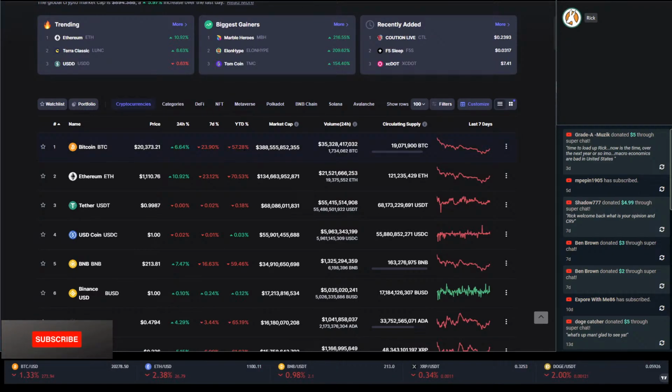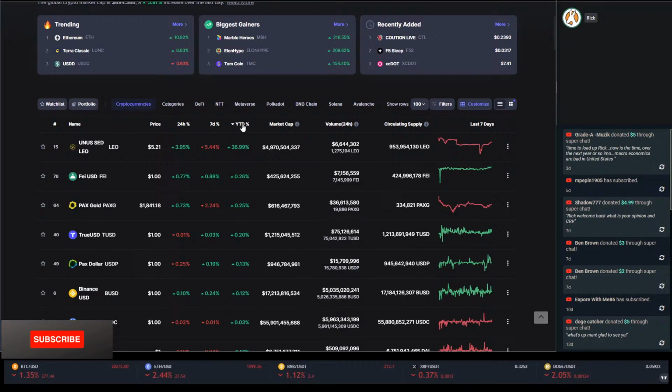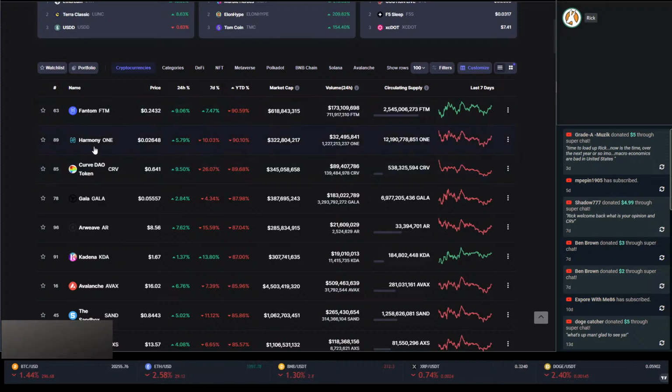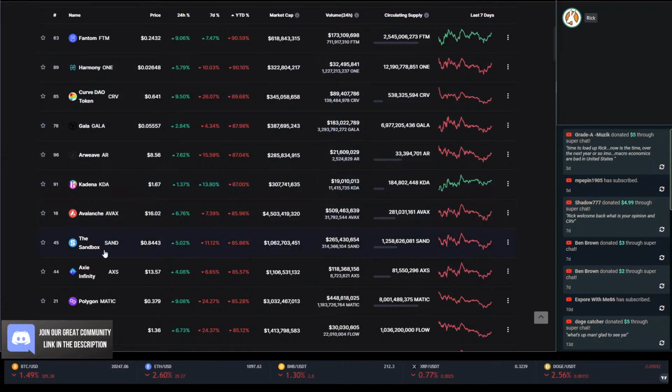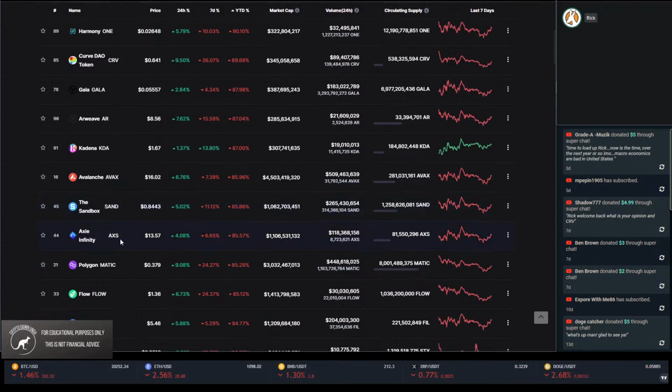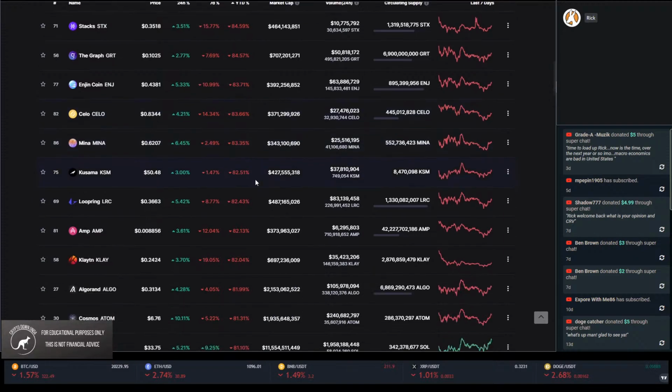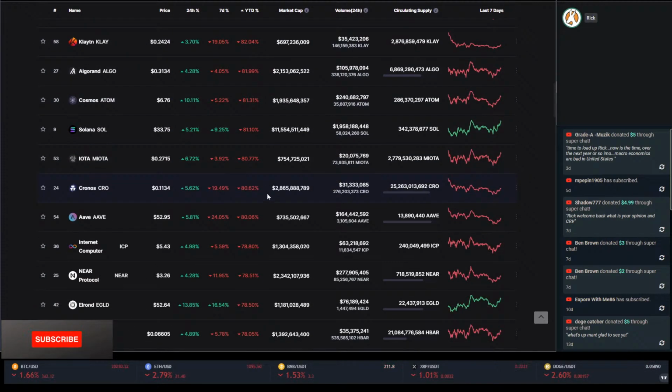So since the 1st of January this year, you can arrange this by... Phantom has dropped the most since the 1st of January. Harmony One, second biggest drop since the start of the year. Gala, Phantom, CRV. Yeah, these are all huge drops. So if there's any of these that you believe in, these are really good buys. Sand, Avalanche, Axie. All fallen over 80%.